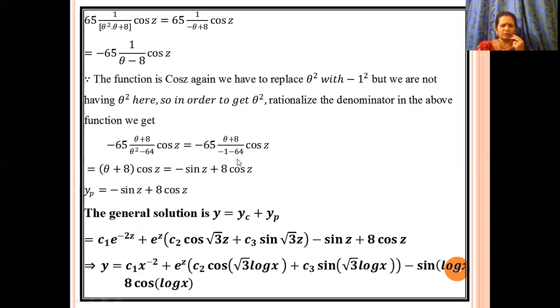Where theta square is there, substitute -1, this one. So finally we will get theta plus 8 cos z. 65 gets cancelled. Theta is a differential operator, so just expand, then apply the derivative, right? From that we will get yp. Clear explanation clearly I have given. Then find out the general solution, y is equal to yc plus yp, right?